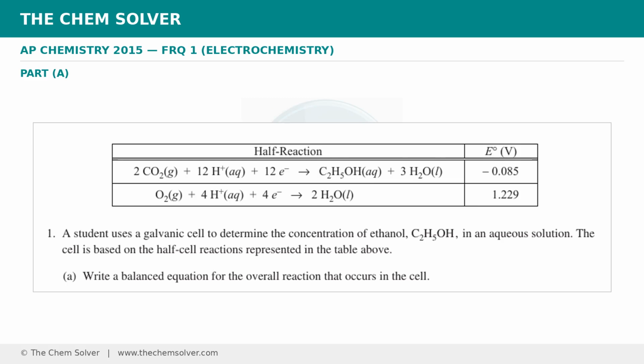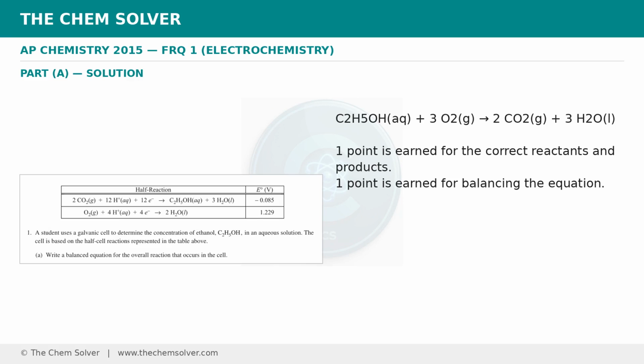Write a balanced equation for the overall reaction that occurs in the cell. C₂H₅OH plus 3O₂ gives 2CO₂ plus 3H₂O. 1 point is earned for the correct reactants and products. 1 point is earned for balancing the equation.